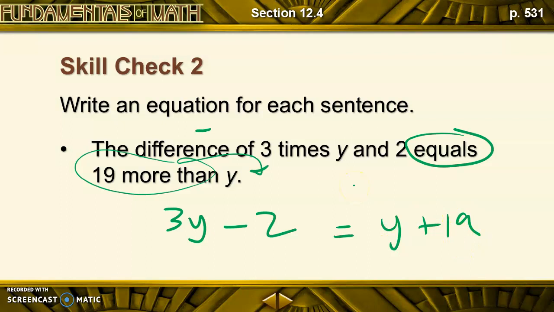All right, and that would actually be it. That's everything we have to cover. This is very much like the last lesson. The main thing is we're looking for that word of equality, and then we're just interpreting both sides of the sentence.